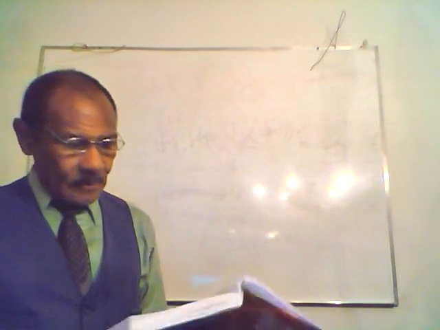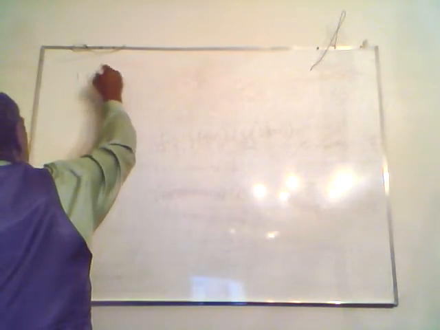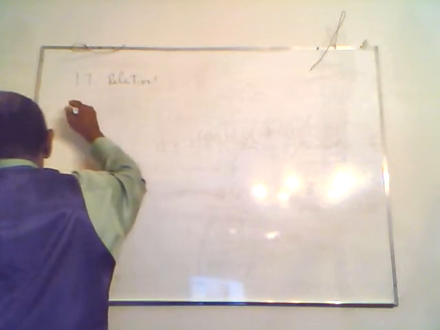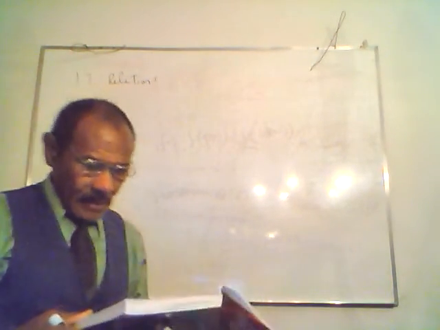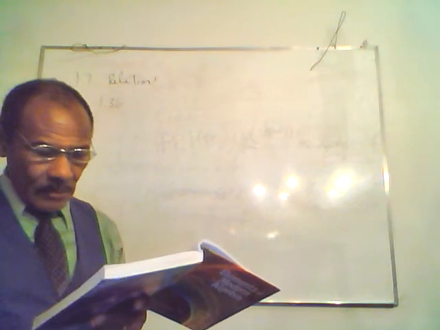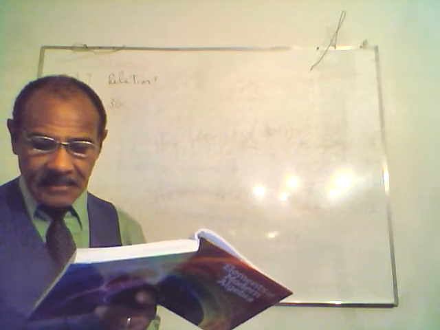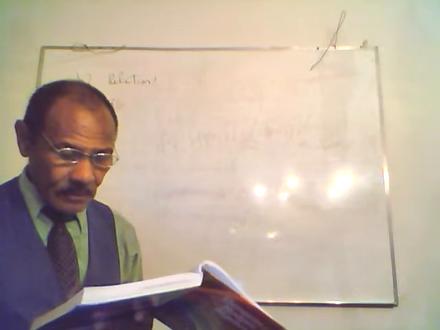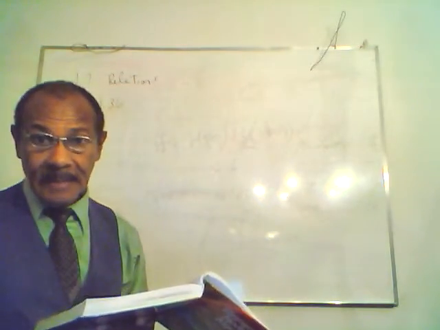In our last class meeting, we started on section 1.7, relations. And the first thing we did was the definition of relation, definition 1.36. Definition of relation: a relation or a binary relation on a non-empty set A is a non-empty set R of ordered pairs. In other words, it's a set of ordered pairs x, y of elements x and y of A.